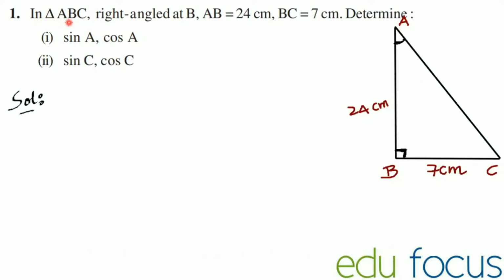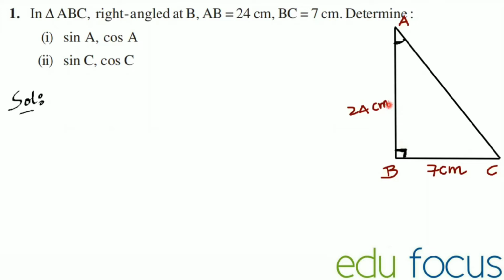In a triangle ABC, right angled at B, AB is 24 centimeter, BC is 7 centimeter. Determine sin A, cos A, sin C, cos C. So there is a triangle given here. Here AB is 24, BC is 7 centimeter, and it is a right angle at B.